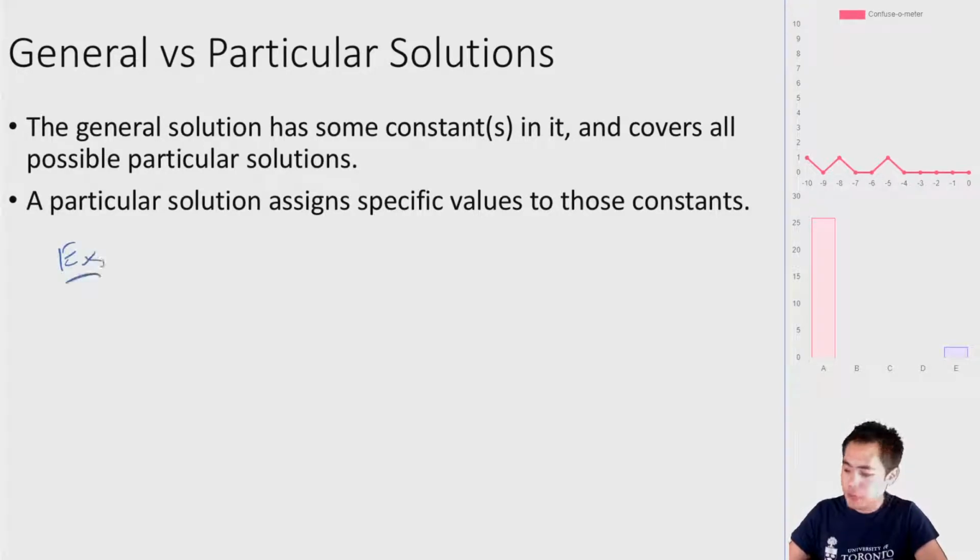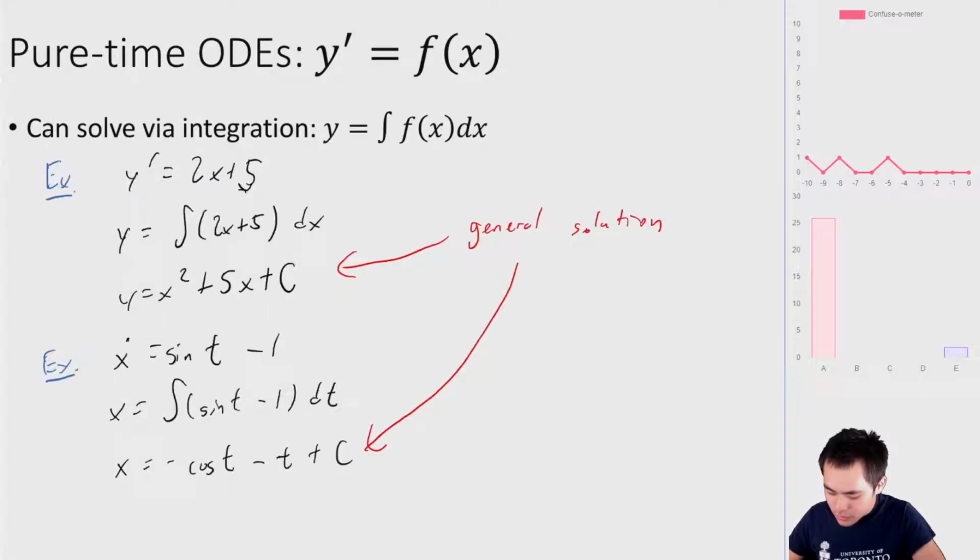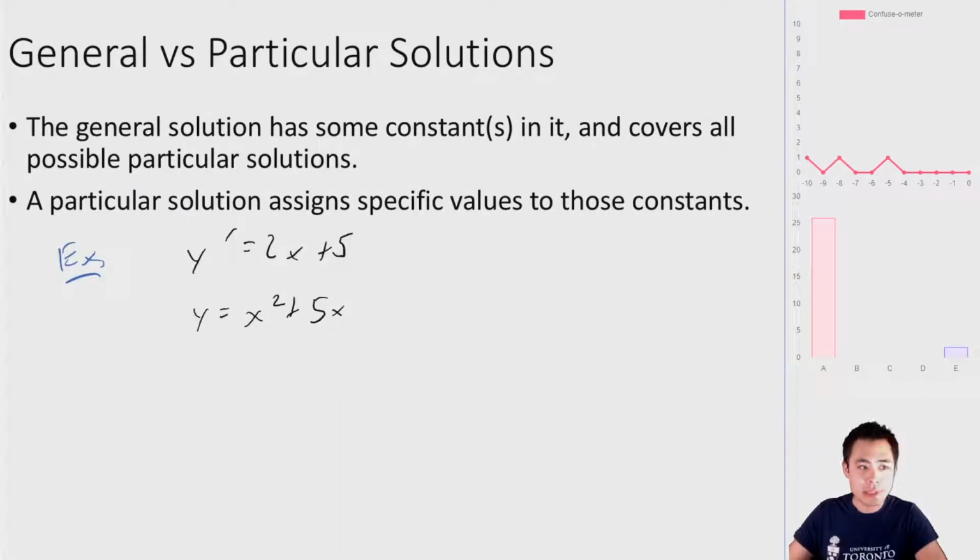So, for example, if you had the example from the previous page, y prime is equal to 2x plus 5, and so y is equal to x squared plus 5x. Did I do that correct on the previous slide? Yes, I did. Okay, good. x squared plus 5x plus c. And this was a general solution.